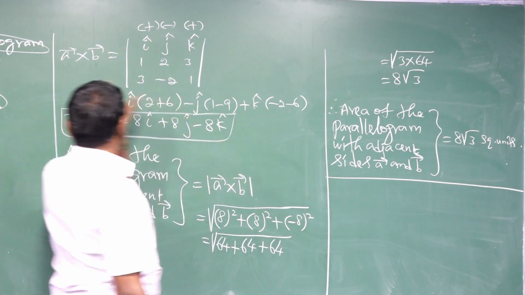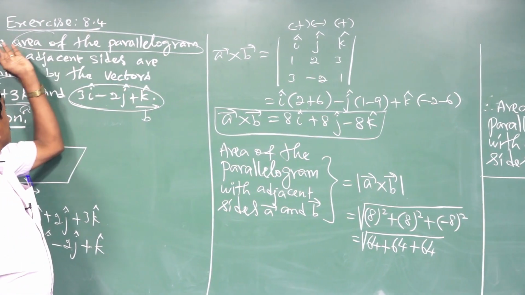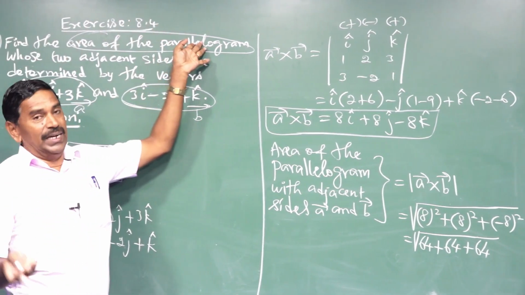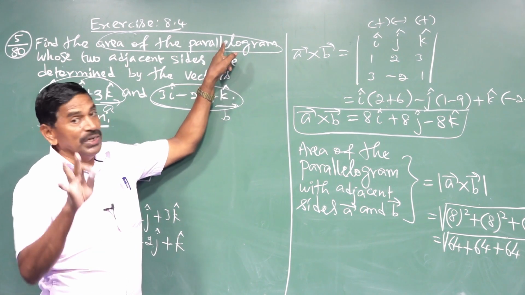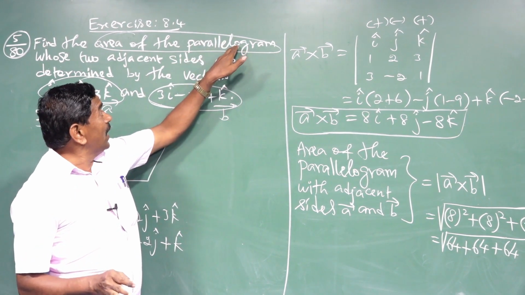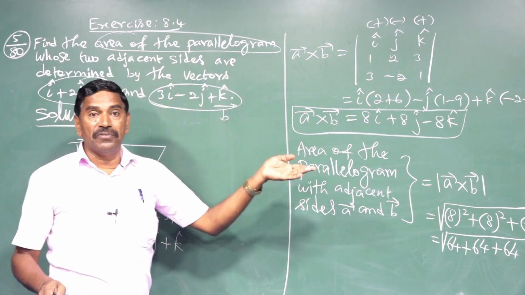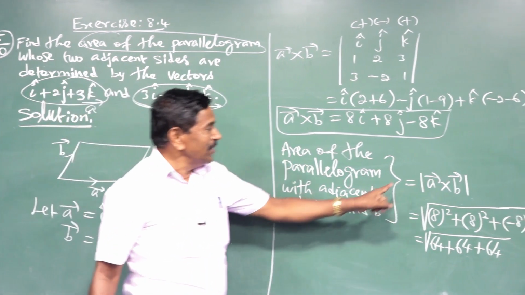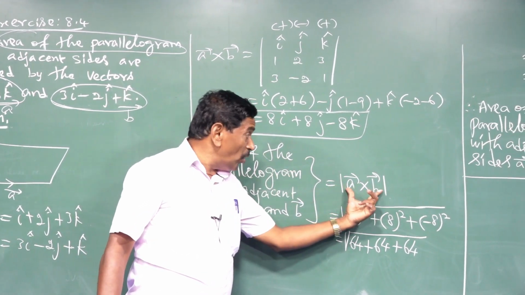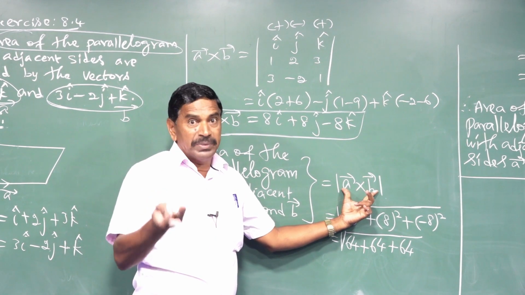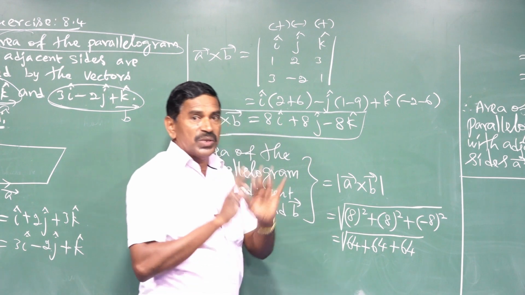Suppose the same question, but only the keyword differs. Find the area of the triangle whose two adjacent sides are A vector and B vector. Use the formula: half into modulus A cross B. Parallelogram area means modulus A cross B. Area of the triangle means half into modulus A vector cross B vector. So that is the difference.